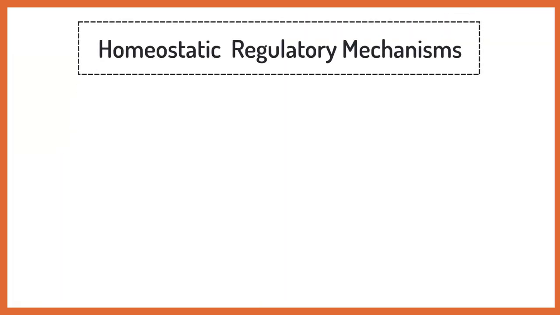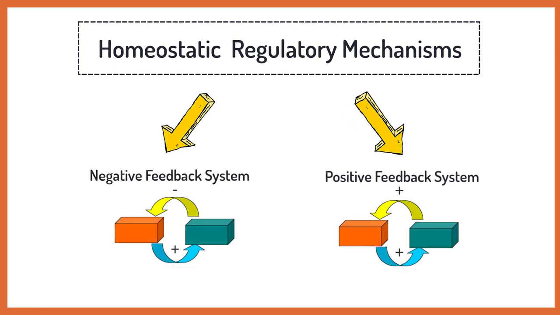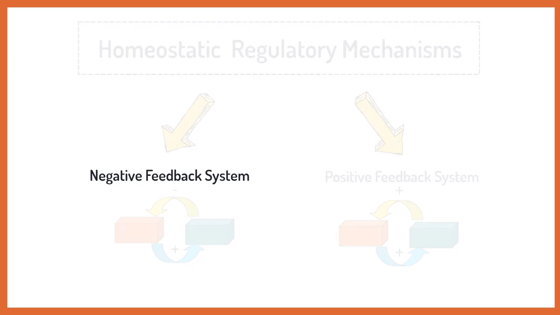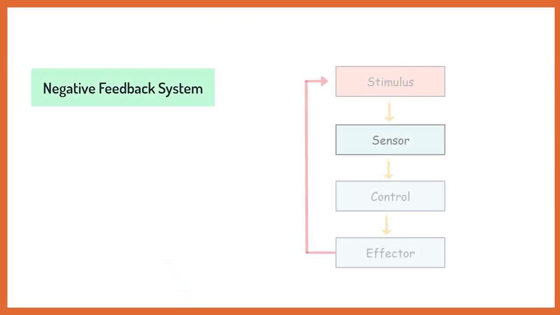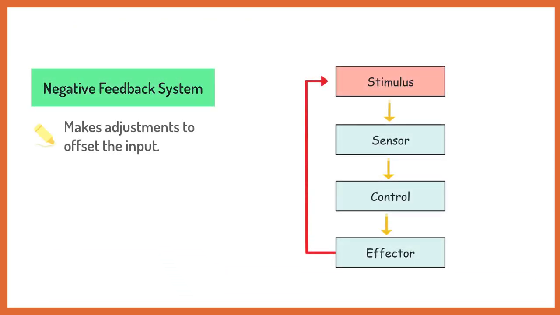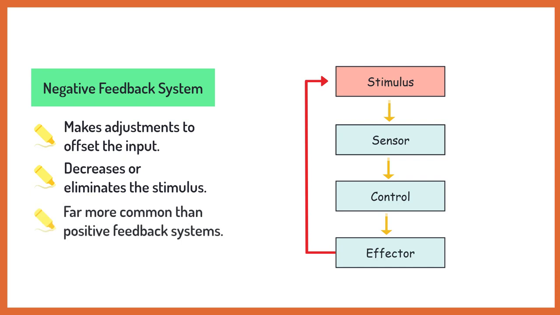A homeostatic regulatory mechanism consists of either negative or positive feedback systems. The control system in negative feedback systems makes adjustments to offset the input. This decreases or eliminates the stimulus, allowing the variable to return to a near set point and maintain homeostasis. This is far more common than positive feedback systems.